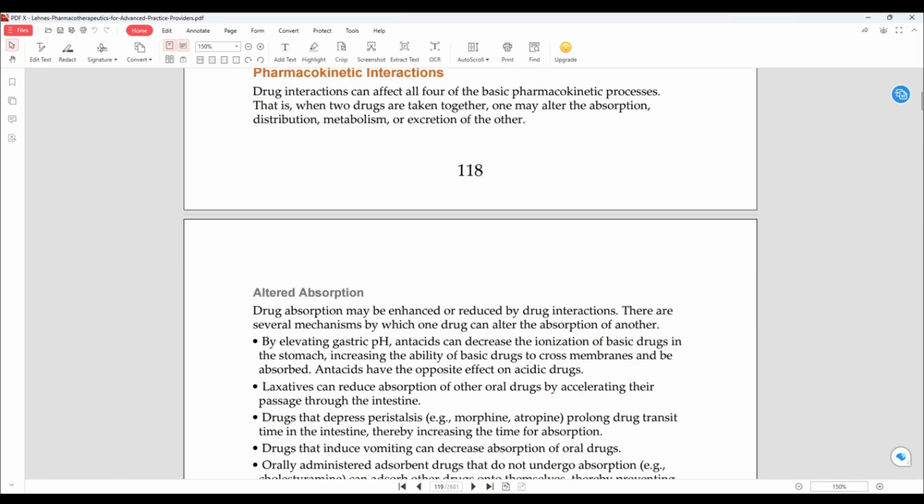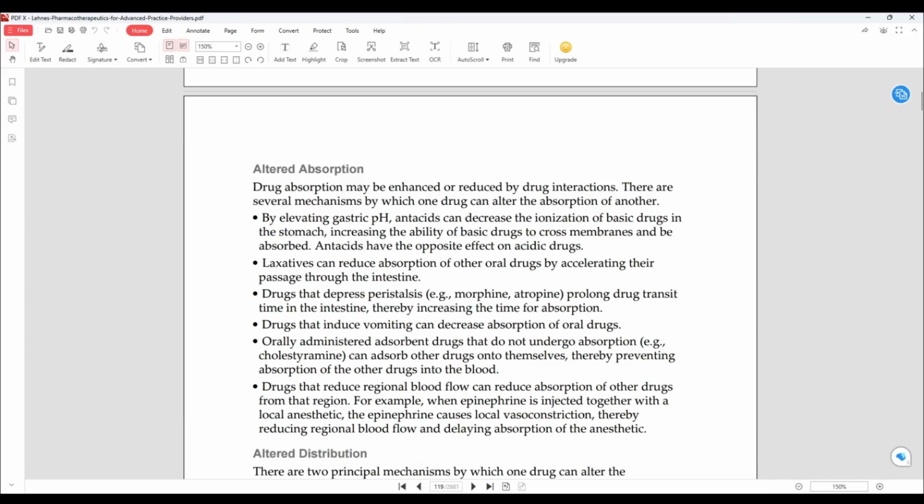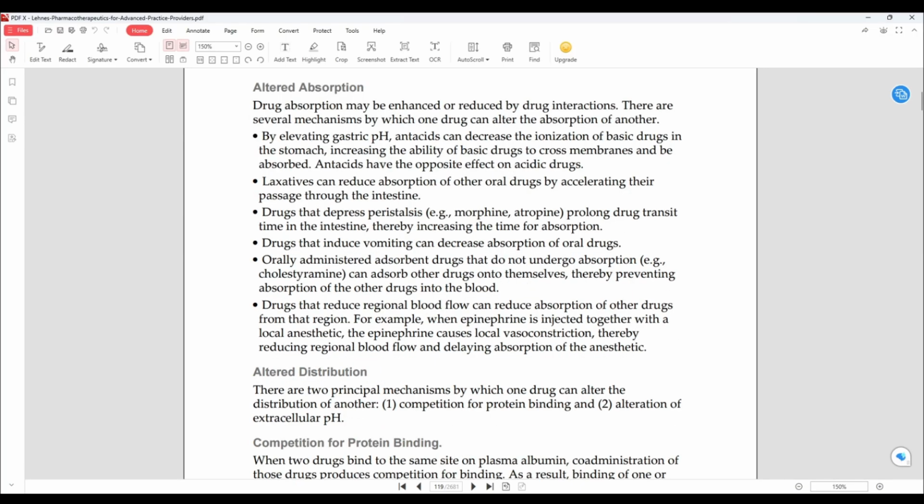Pharmacokinetic interactions. Drug interactions can affect all four of the basic pharmacokinetic processes. That is, when two drugs are taken together, one may alter the absorption, distribution, metabolism, or excretion of the other. So, altered absorption. Drug absorption may be enhanced or reduced by drug interactions. There are several mechanisms by which one drug can alter the absorption of another.